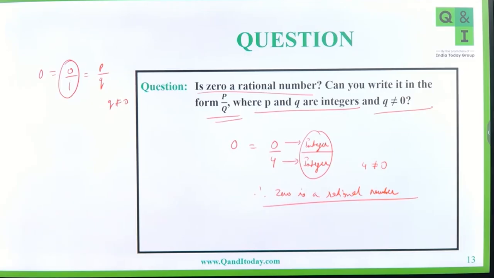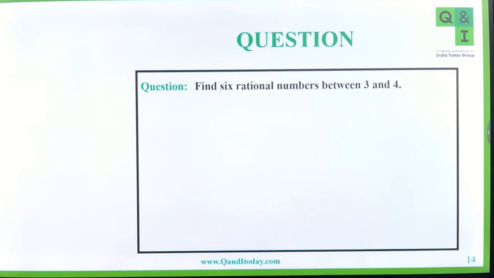Okay. Let's go to the next question. Now find 6 rational numbers between 3 and 4. Use the same method which we discussed just now. Because there are 6 rational numbers, what are you going to multiply both numerator and denominator with? Tell me.